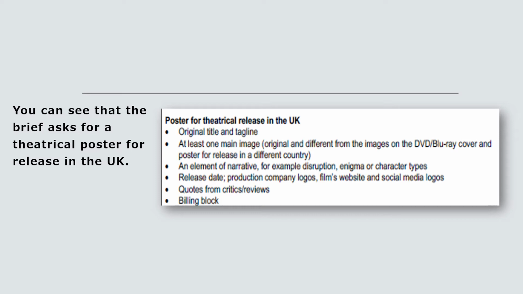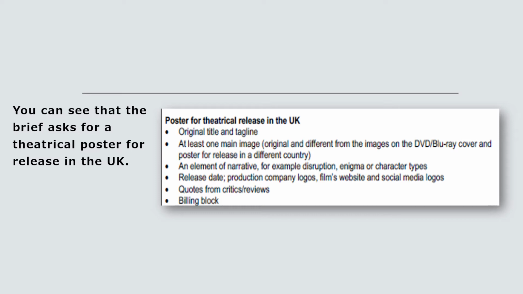So you need an original title, a tagline, so a short sentence or so that's memorable to advertise your film or TV series, at least one main image, original and different from the images of the DVD or Blu-ray cover and poster release from a different country. An element of narrative, for example, disruption, enigma, or character types. And if you remember from previous lessons, that means you'll have an example of what is disrupting the lives of the characters. It might be just an enigma or mystery of some kind, or indeed different characters might be suggested on the poster that suggest their role within the narrative or storyline.